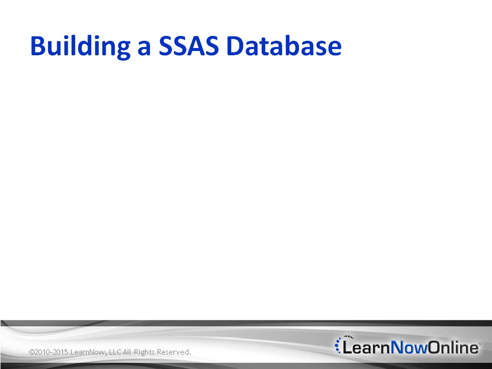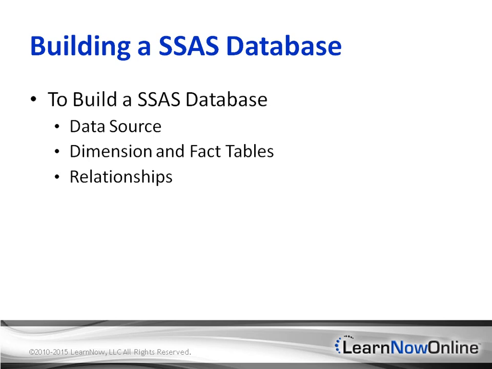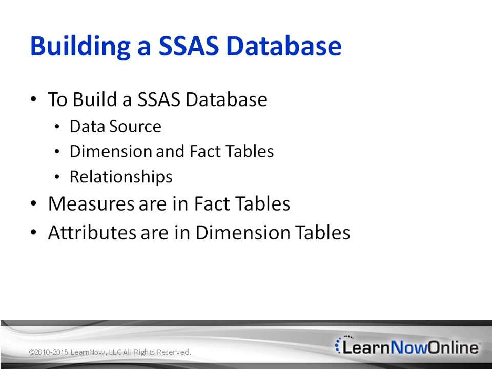So, what's involved with building an Analysis Services database? To build an Analysis Services database, you need a data source to connect to the dimension and fact tables. These tables need to have a common key to relate the rows. The fact table will contain the measures, which we are aggregating, while the dimension tables will contain the attributes that you will be slicing and dicing the measures by.